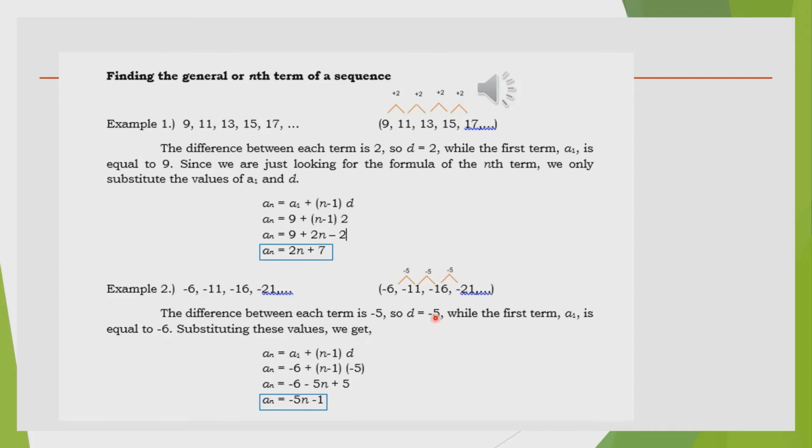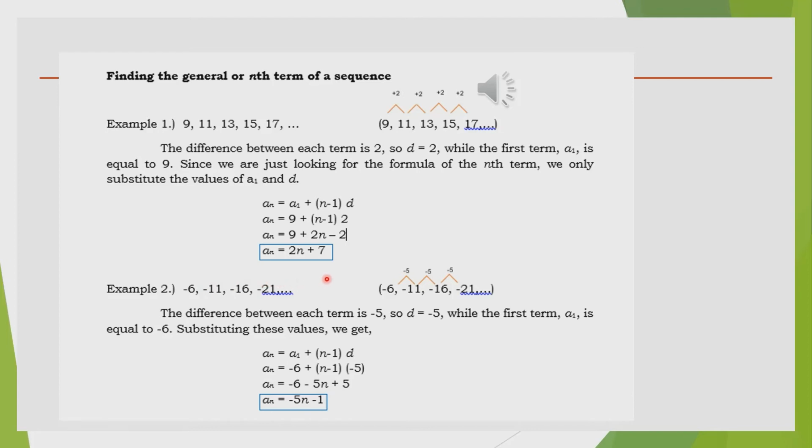Our d is changed to negative 5. Our a sub 1 here, the first term, is 6. So do the indicated operation, you get a sub n is equal to negative 5 times n minus 1. Okay, now if you want to get the fifth term, so you have a sub 1, a sub 2, a sub 3, a sub 4.